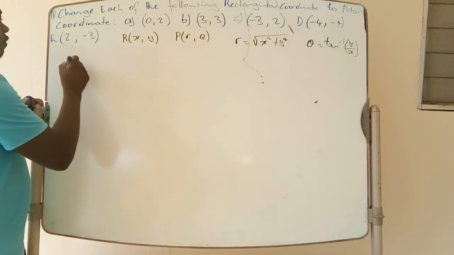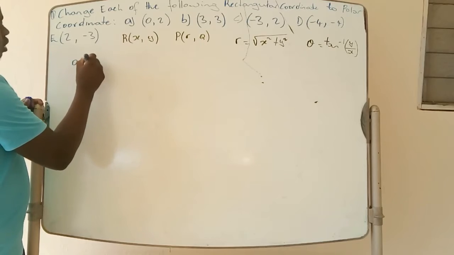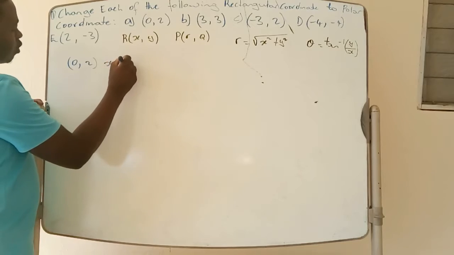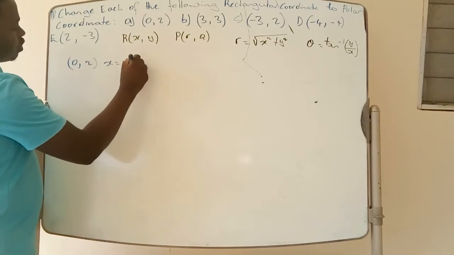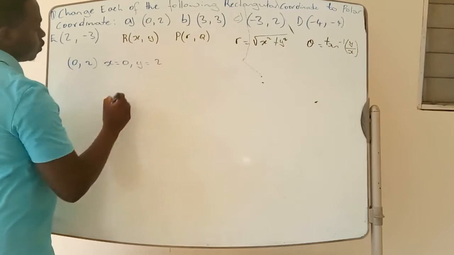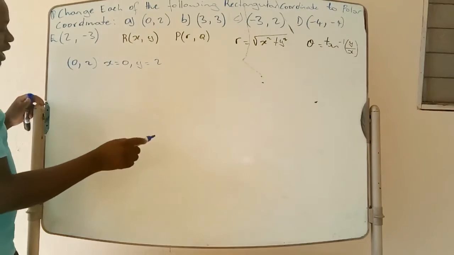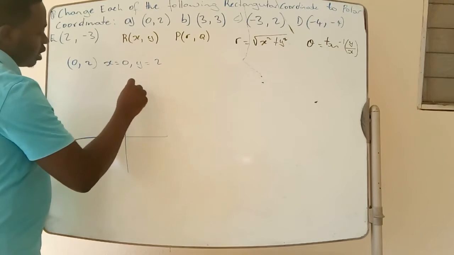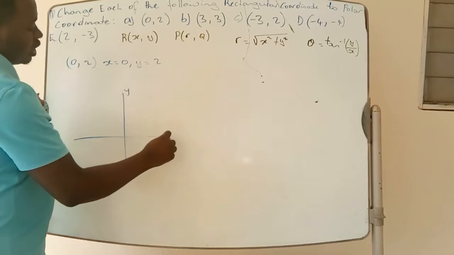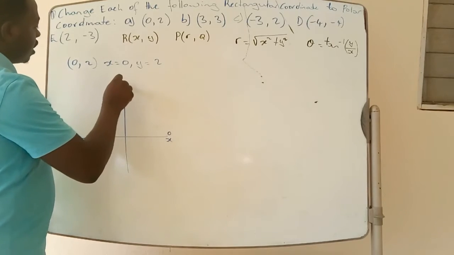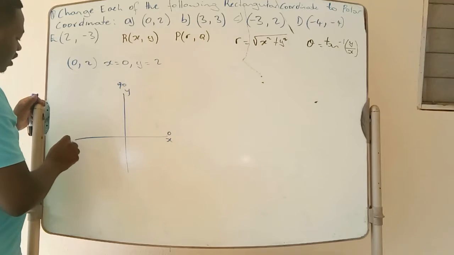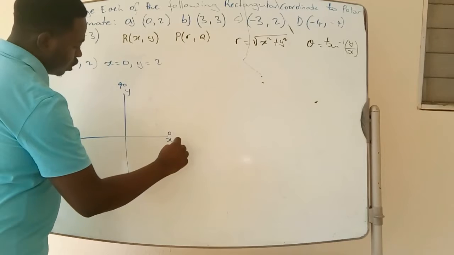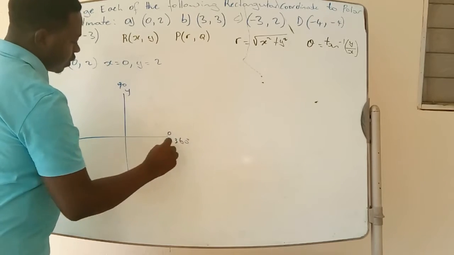We want to convert (0, 2). This is saying that x is equal to 0, and when x is equal to 0, y is equal to 2. Now we're going to plot this on an xy plane. Here is our y, here is our x. We know that this is 0 degrees, this is 90 degrees, 180 degrees, 270 degrees, and right back here is 360 degrees.